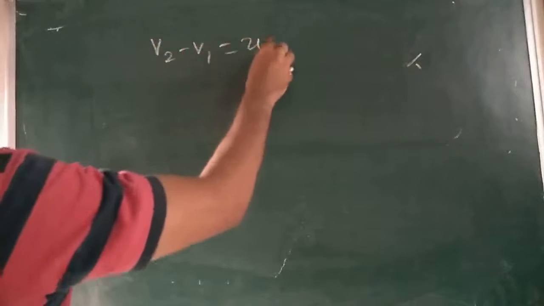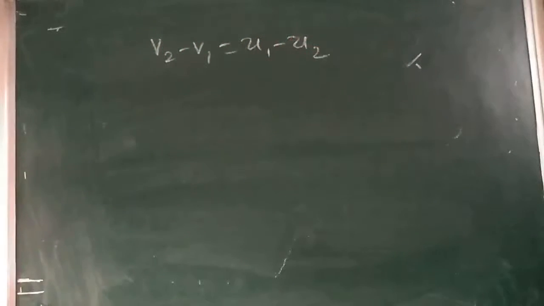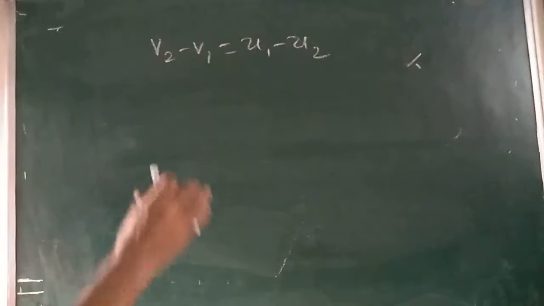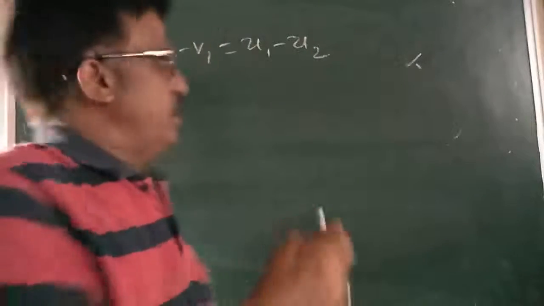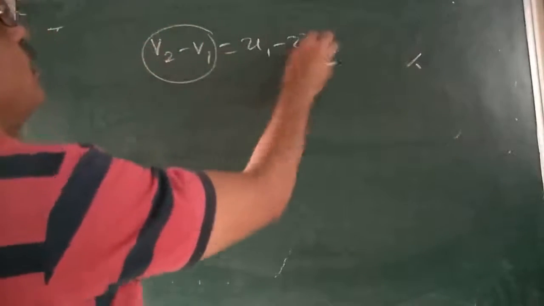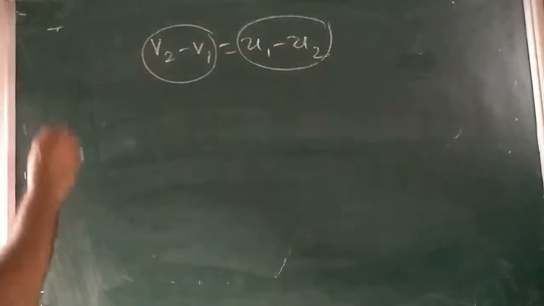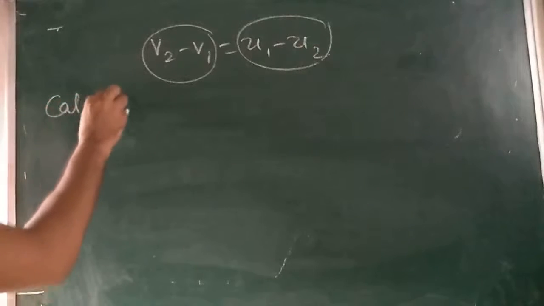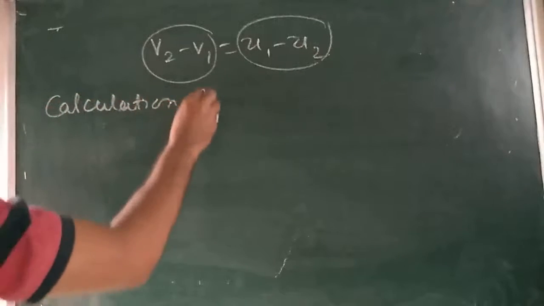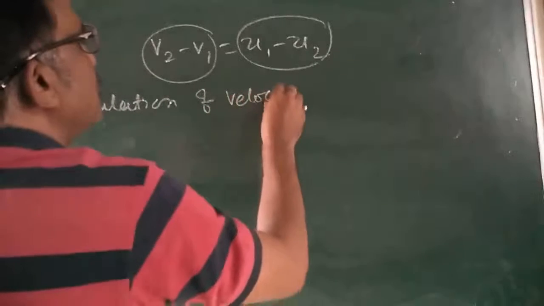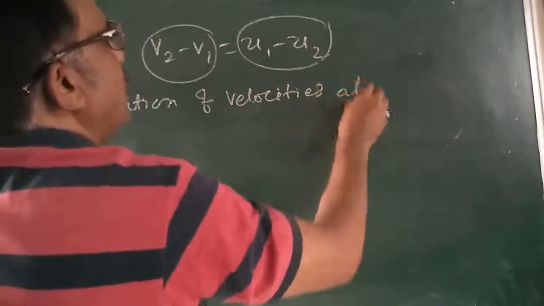In our last module we have seen that v2 minus v1 is equal to u1 minus u2, that we have proved. That is, in one dimensional elastic collision, relative velocity of separation after collision is equal to the relative velocity of approach before collision. Now today we are going to see the calculation of velocities after collision.